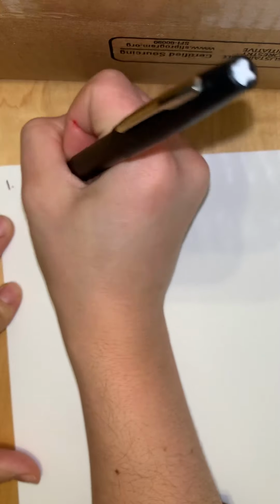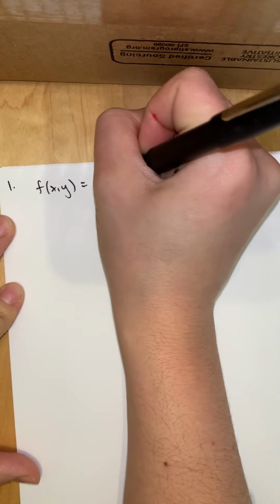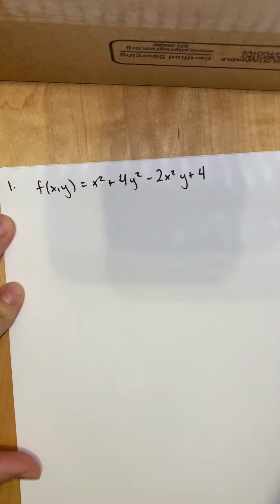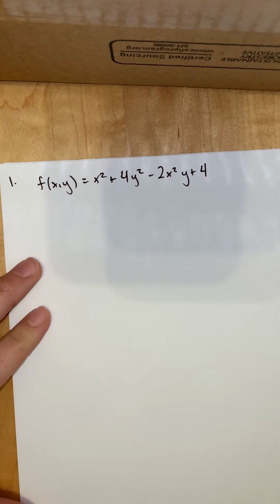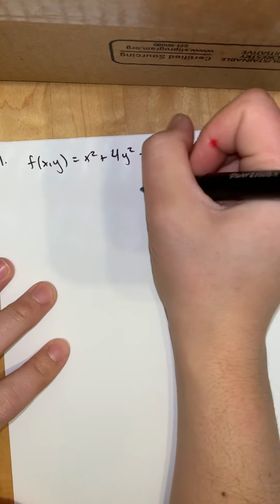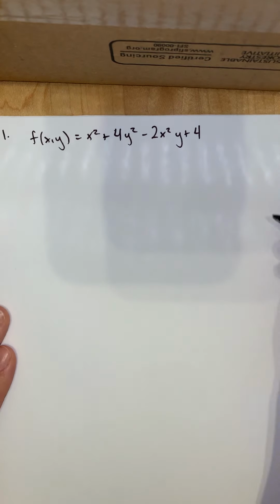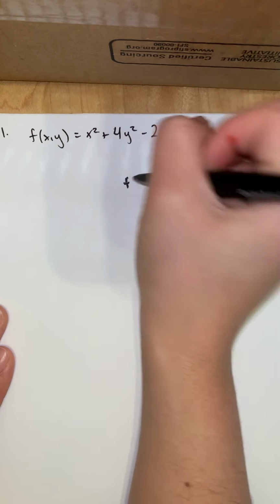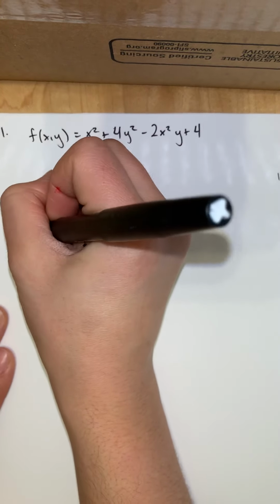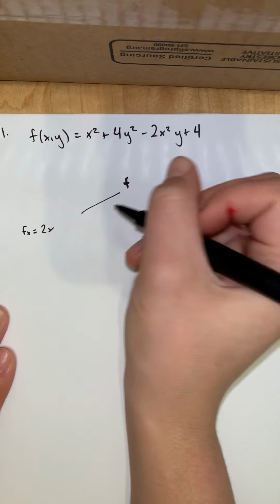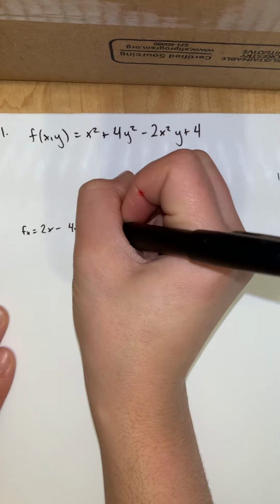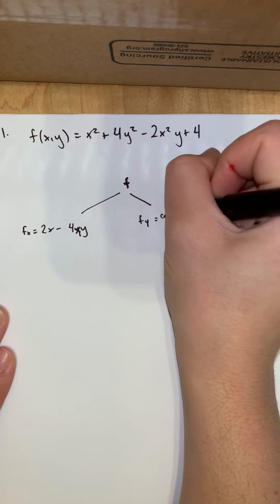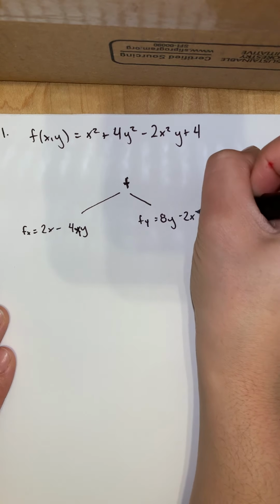So I have f of x, y equals x squared plus 4y squared minus 2x squared y plus 4. Okay. So the first thing I want to do is find all of my partial derivatives. Let me know what my margins are so I can try to center myself. So I have my function f, I'm not going to rewrite it. F sub x is going to be 2x minus 4xy, and f sub y is going to be 8y minus 2x squared.